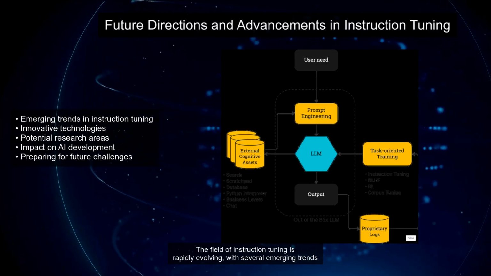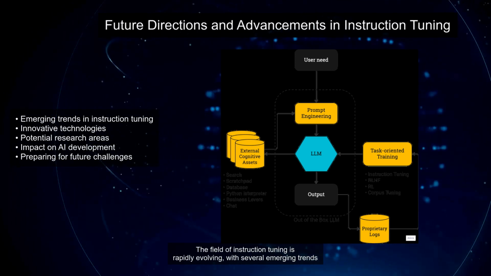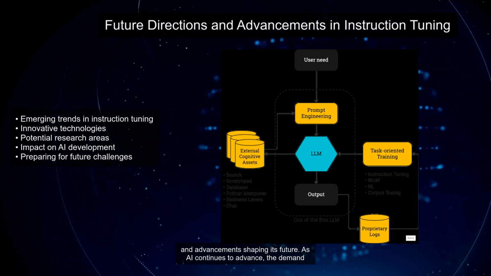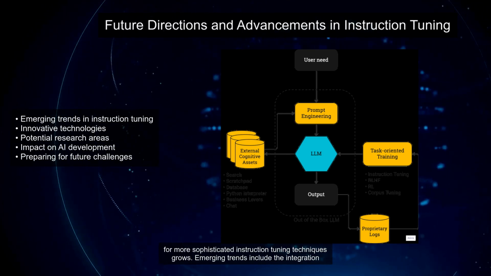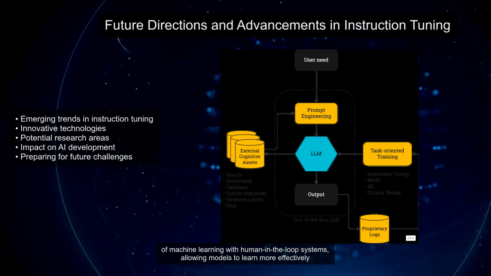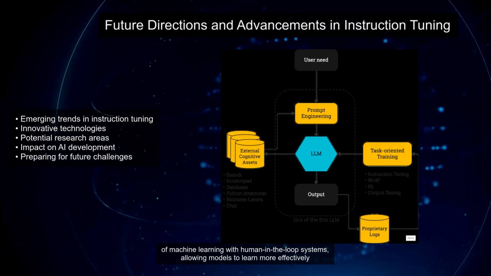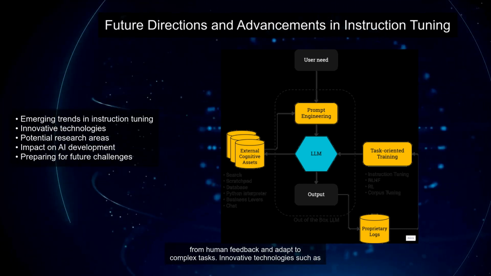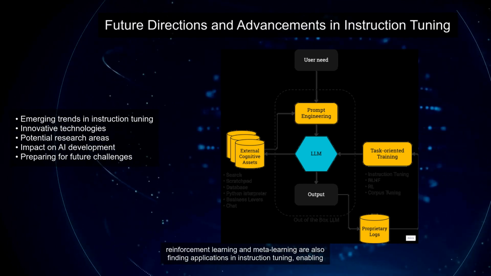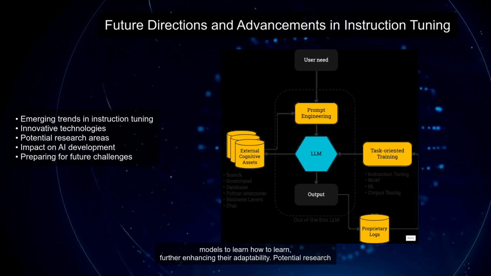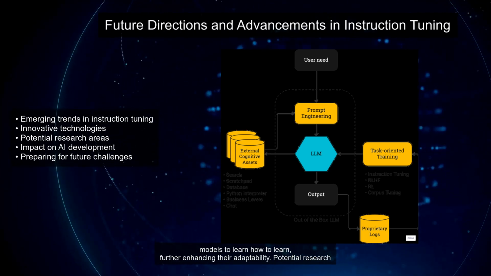The field of instruction tuning is rapidly evolving, with several emerging trends and advancements shaping its future. As AI continues to advance, the demand for more sophisticated instruction tuning techniques grows. Emerging trends include the integration of machine learning with human-in-the-loop systems, allowing models to learn more effectively from human feedback and adapt to complex tasks. Innovative technologies such as reinforcement learning and meta-learning are also finding applications in instruction tuning, enabling models to learn how to learn, further enhancing their adaptability.